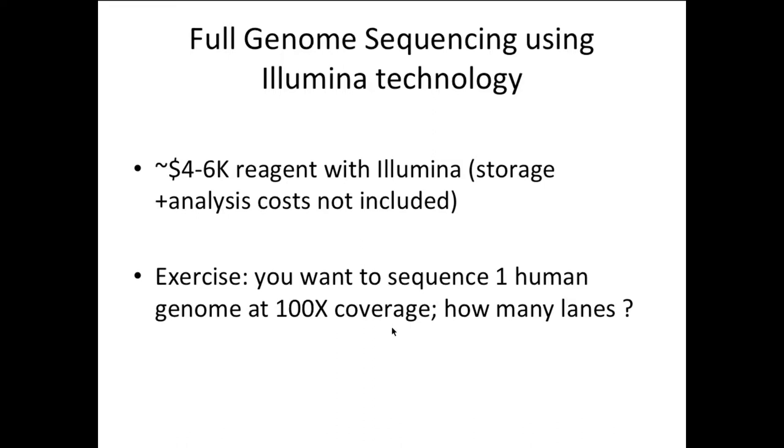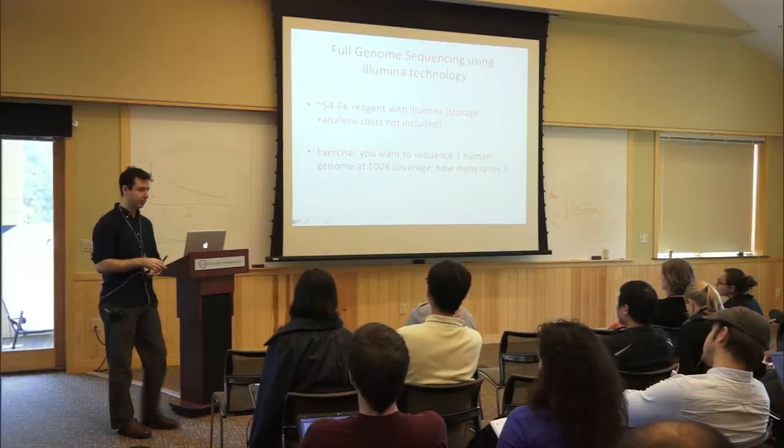Let's say that you want to sequence a human genome, and you want to get 100x depth coverage. Depth and coverage are the same. So how many lanes would you want to sequence? How do you calculate it? 3 billion.